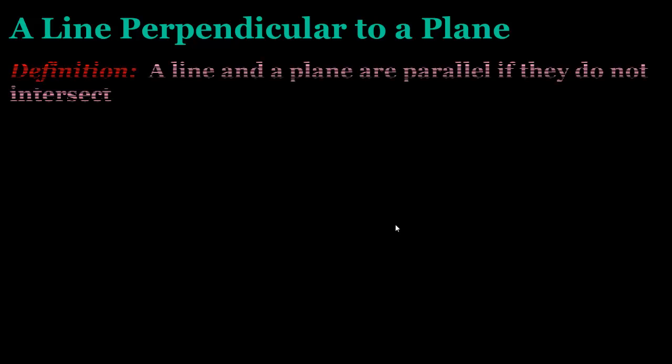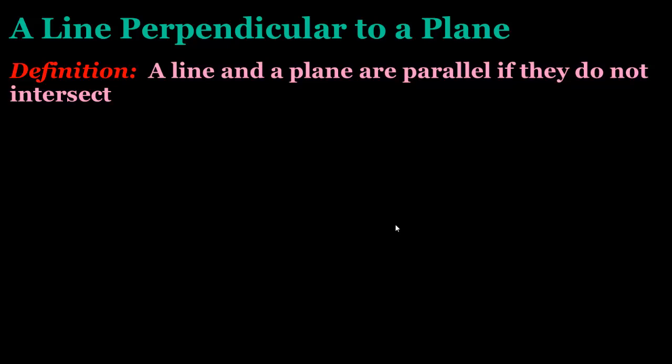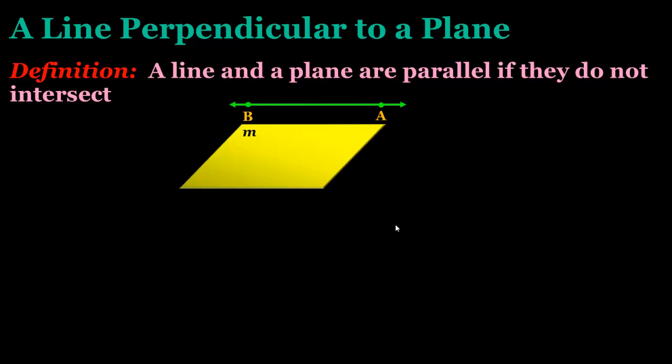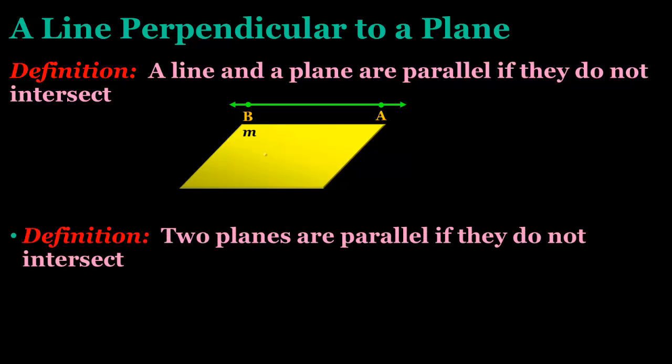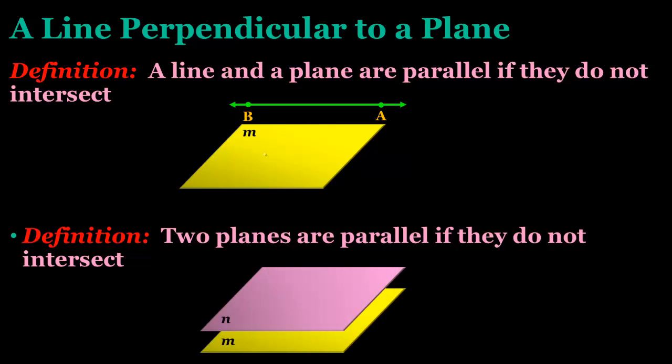A line perpendicular to a plane. So the definition is a line and a plane are parallel if they do not intersect. Okay, so here's an example of that. Line BA does not intersect with plane M, so they are parallel. Two planes are parallel if they do not intersect. Such as here, these two planes are parallel, will never intersect. Pretty basic stuff. Makes a lot of sense, not hard.